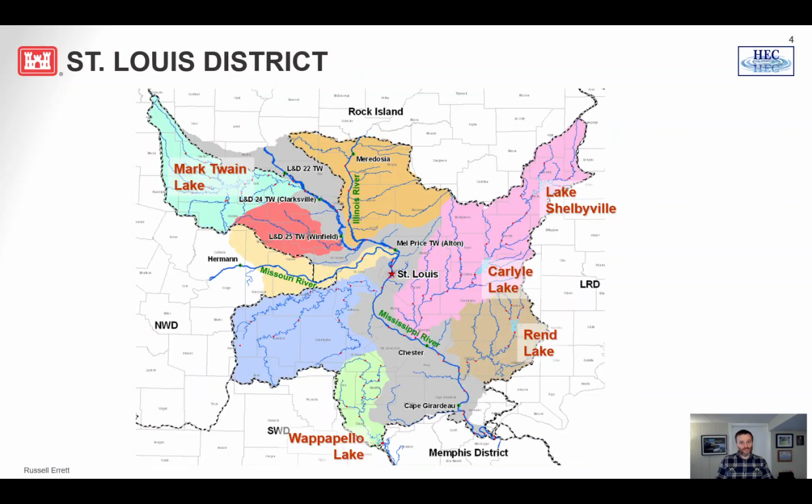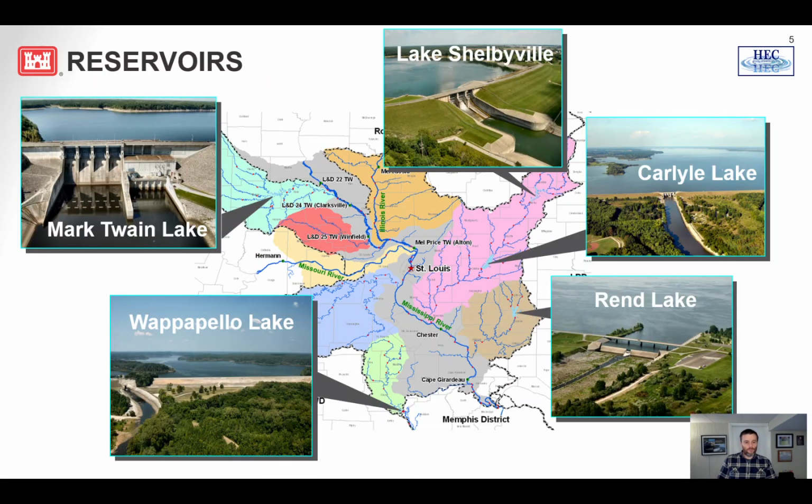As we move into St. Louis District itself, you can see in the middle of the district we have the Mississippi River that bisects the district. Over here on the east we have the state of Illinois, and over here on the west we have the state of Missouri. We have 5 flood control reservoirs, 2 of them in Missouri, 3 in Illinois. In northeastern Missouri we have Mark Twain Lake, which is on the Salt River, which drains into the Mississippi just upstream of Louisiana, Missouri. It's a hydropower peaking plant.